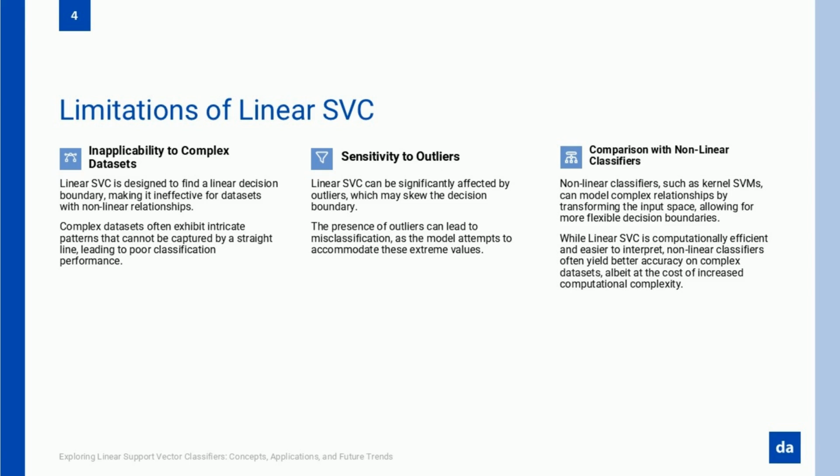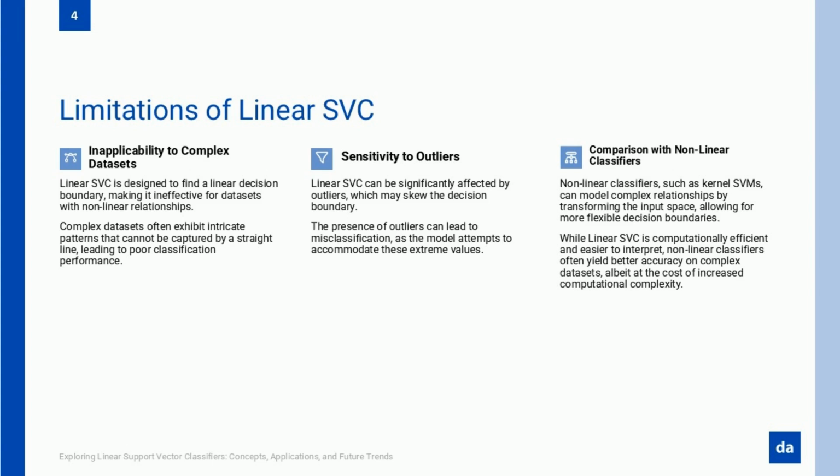Finally, Linear SVC's simplicity can become a limitation in high-dimensional or noisy datasets. In these scenarios, the straightforward nature of a linear boundary might oversimplify the problem, failing to capture the subtleties or hidden relationships in the data. This can lead to underfitting, where the model is too rigid to adapt to the complexities of the real-world scenario.